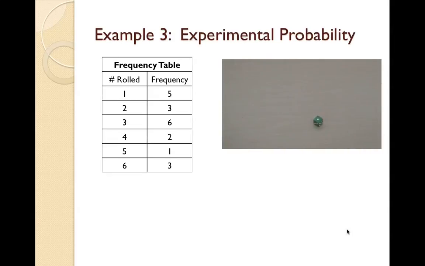Okay, so if you kept track of all of those rolls, then the results we should have gotten are here. So a 1 showed up 5 times, 2 showed up 3 times, 3 showed up 6 times, 4 showed up twice, 5 showed up once, 6 showed up 3 times. So now we're talking about 20 rolls instead of just 3.